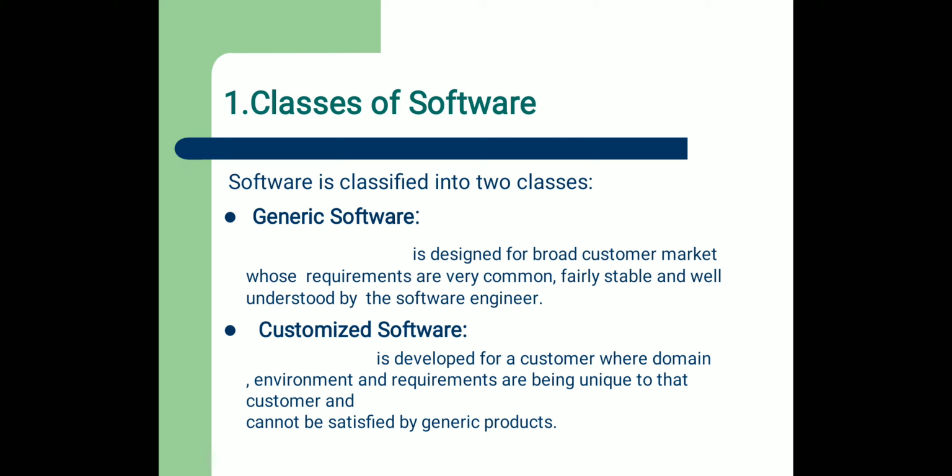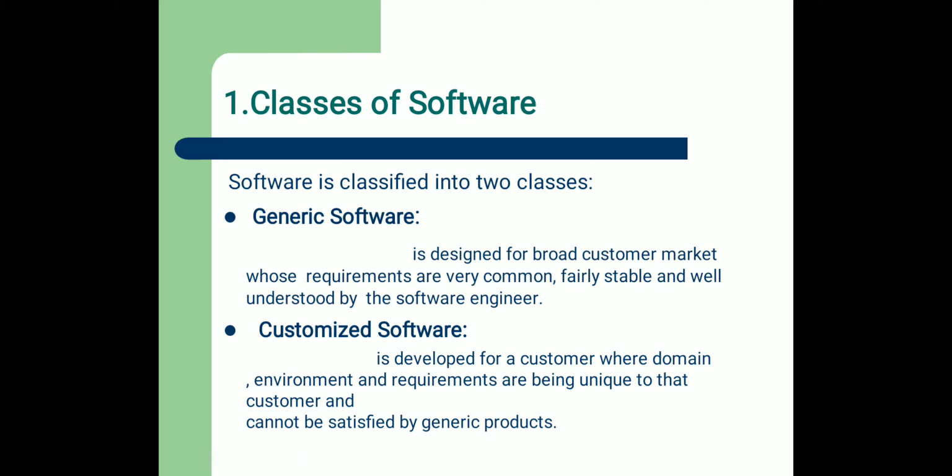What are the classes of software? Software is classified into two classes: one is generic software, another one is customized software. Generic software is designed for a broad customer market whose requirements are very common, fairly stable, and well understood by the software engineer.